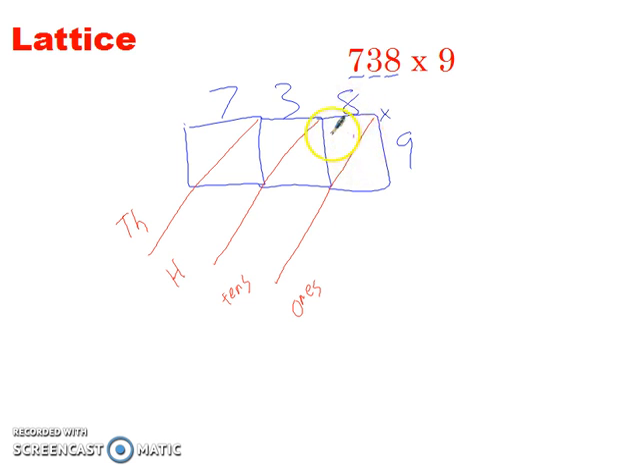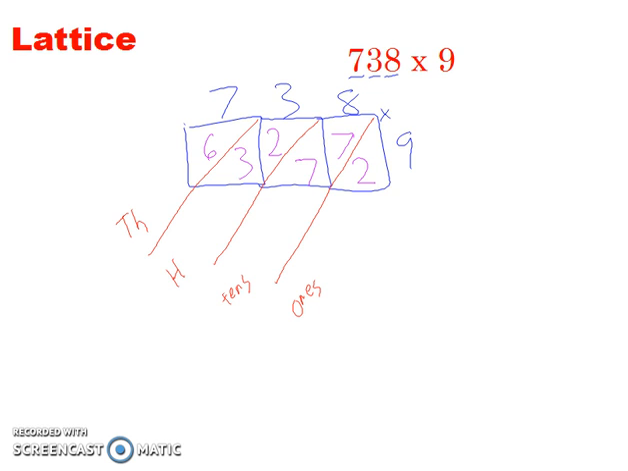When I write the answer, the tens goes up there, and the ones goes there. Let's go to this next box right here. I have 9 times 3. 9 times 3 is 27, so the tens goes there, and the ones goes there. And then in this box, I have 7 times 9. 7 times 9 is 63. So it goes like that.